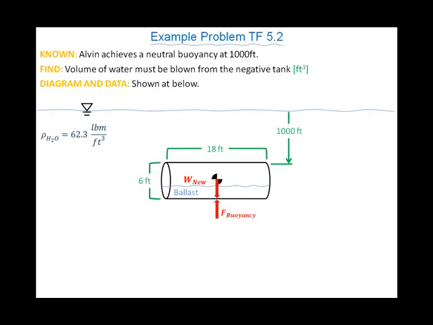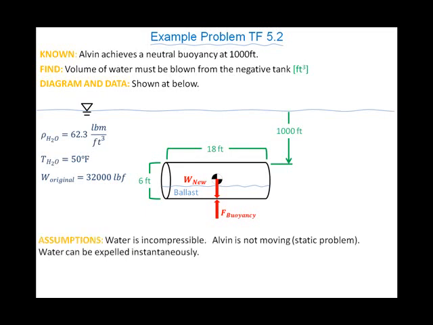And let's list the rest of the numbers that were given to us. Our density of water is 62.3 pounds mass per foot cubed. The temperature of the water is 50 degrees Fahrenheit. And my original weight, the weight I started at when I had taken on water in order to initiate my dive, was 32,000 pounds of force.